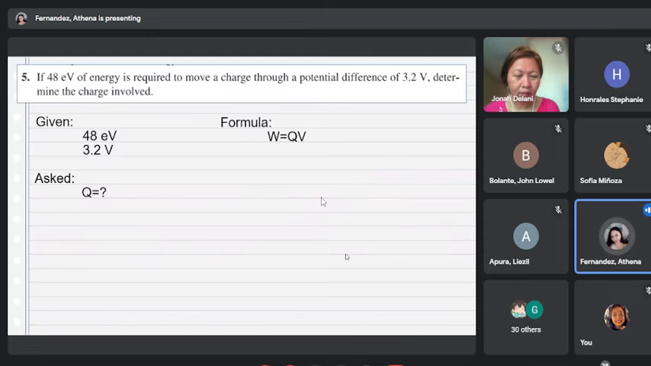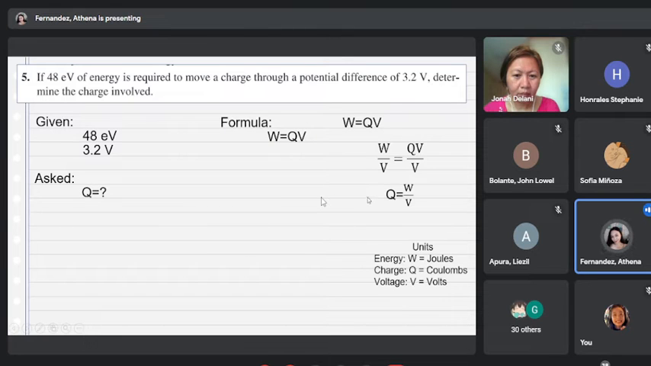And the formula we're going to derive since we're looking for the Q. So in order to get the Q, we're going to divide both sides by V in order to isolate Q. Then we have this to get the charge. So take note that the units involved in here are for energy, which is denoted by W, we use joules, charge for coulombs, and voltage, which is in volts. So in order to convert these electron volts, we know that in every 1 electron volt, there is 1.6 times 10 to the negative 19 joules.